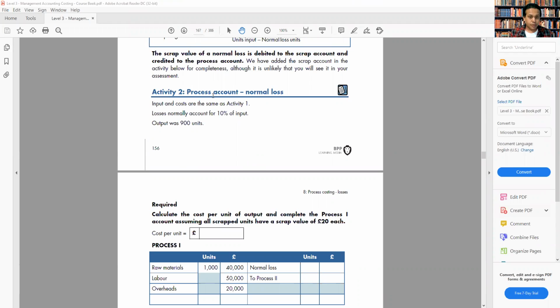So the question is saying process account normal loss, input and cost are the same as activity 1. So the overhead cost is same like activity 1. Losses normally account for 10% of input. So whatever input we make in the machine, 10% is wasted, and actually output is 90%. So if you remember, the input was 1000 unit. So if loss is 10%, that will be 100 unit. So actually output will be 900 unit. So the question tell us output was 900 unit.